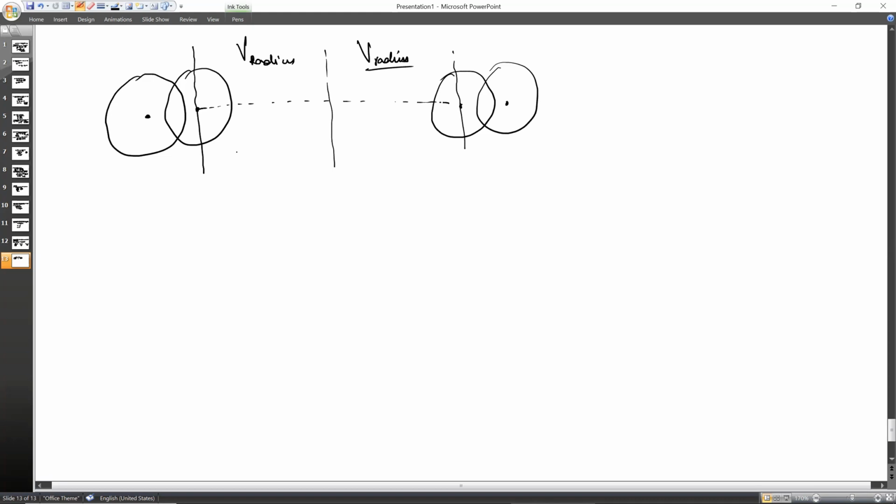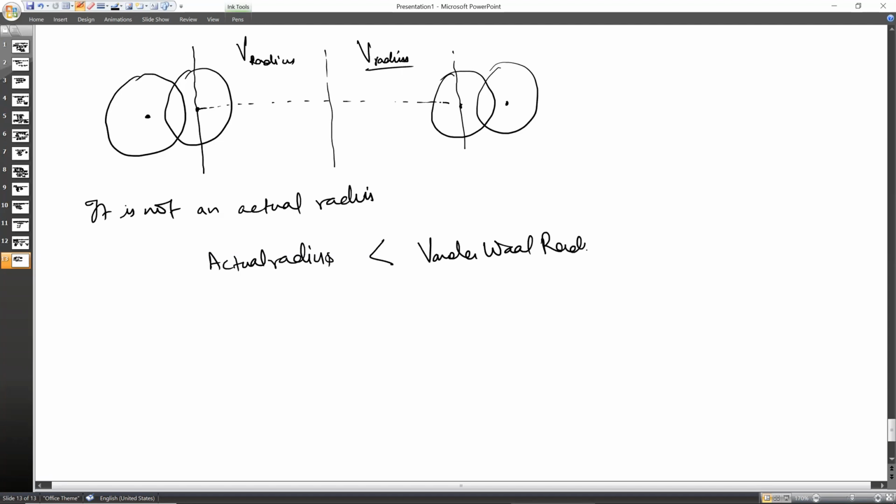Actually, it is not the actual radius. This is the distance between the two different atoms, so we can say that it is not an actual radius. The actual radius is very much less than the van der Waals radius. We can say that it is very small because the two molecules are very far away. Got it?